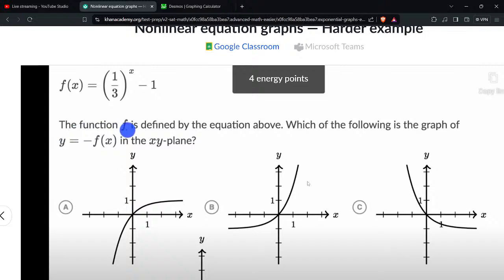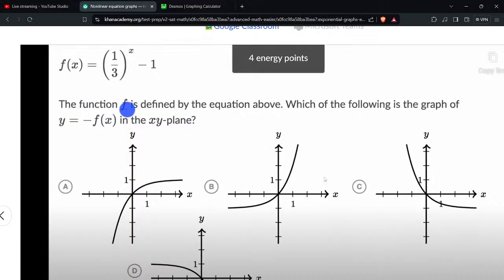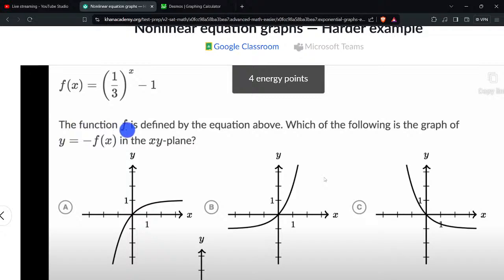Why does it have to be one? I don't know the answer to this. It's not the y-intercept. I actually do not know the answer to this question.